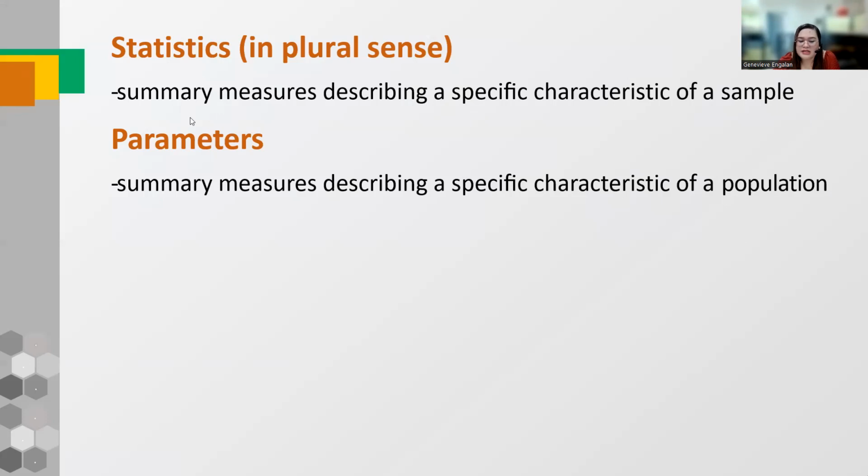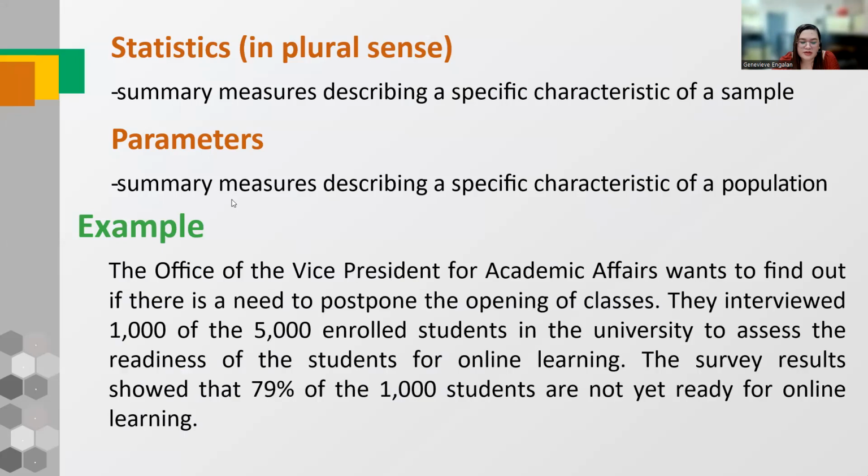Examples of parameters are the population mean, the population standard deviation, and the population variance. So those are examples of parameters. Again, we have examples.